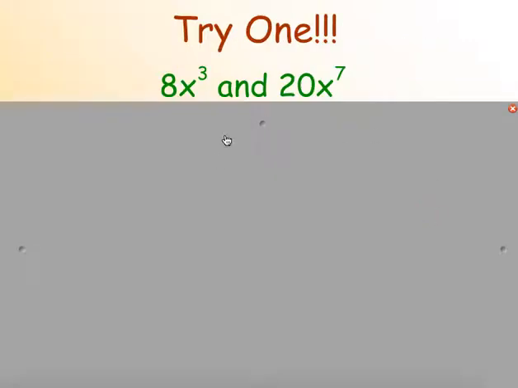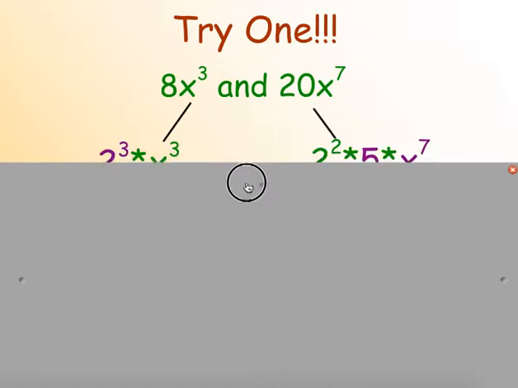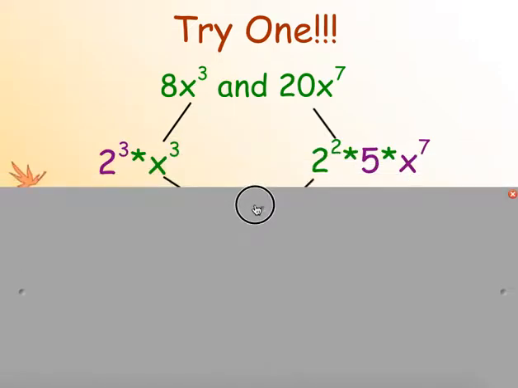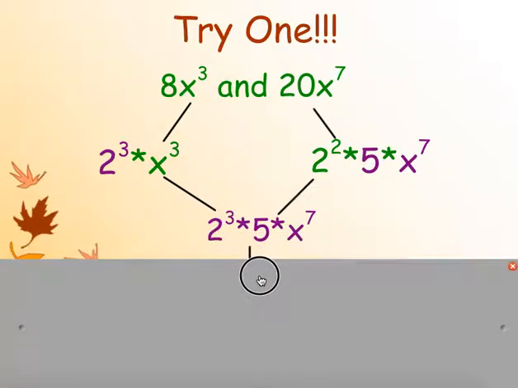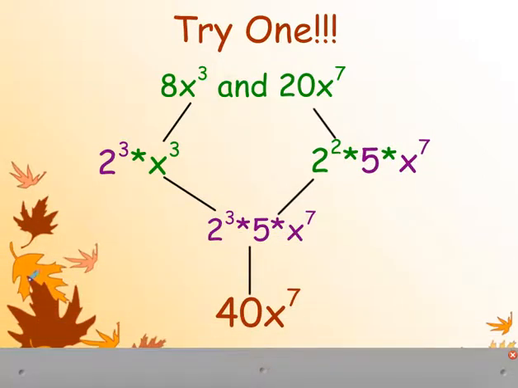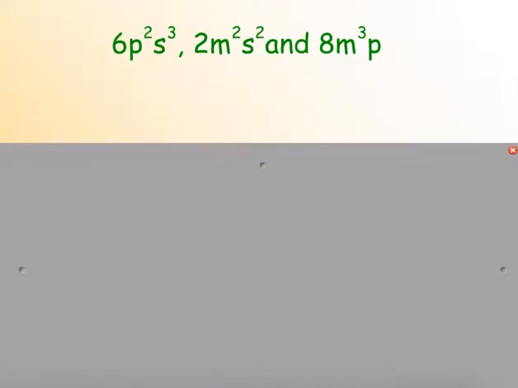Okay, so trying another one, we put it in its prime factorization, so we have 2 to the 3rd, x to the 3rd, and 2 squared, 5 times x to the 7th. Well, the 2 needs to be represented, and we take the biggest. The x needs to be represented, so we take the biggest, and the 5 needs to be represented. Okay, so we end up getting 40x to the 7th is the least common multiple.